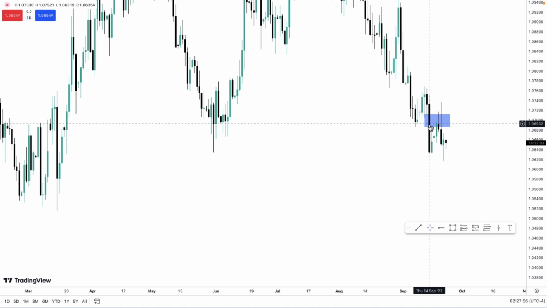So we see this premium fair value gap in this case. Market traded to it there. Now it's rallying. It's going down. It's declining. Where is it going?